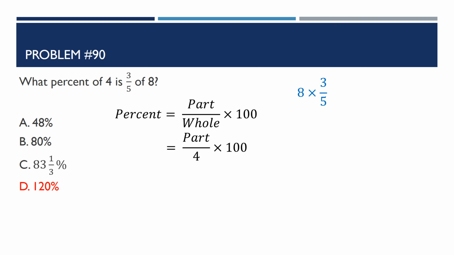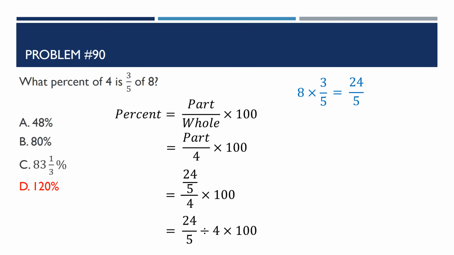8 times 3/5, so 8 times 3 is 24. So 24 over 5, that's the part. And we're going to put that in the numerator. Then this is a complex fraction, 24/5 over 4. So let's rewrite it in this way to make it simpler. And then following the rule for dividing fractions, we copy the first fraction and then change the division to multiplication and get the reciprocal of the second fraction, which is 1/4 times 100.